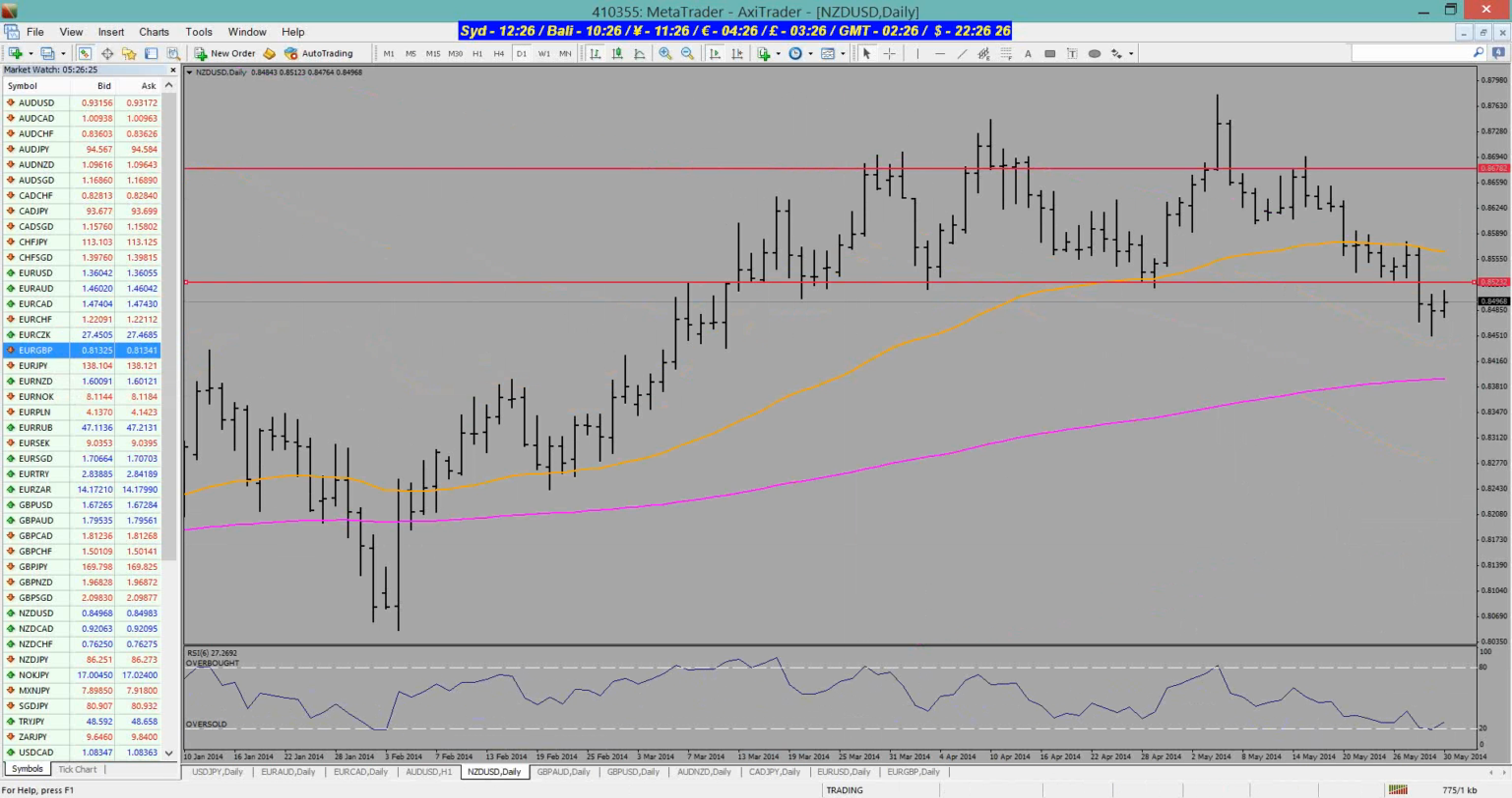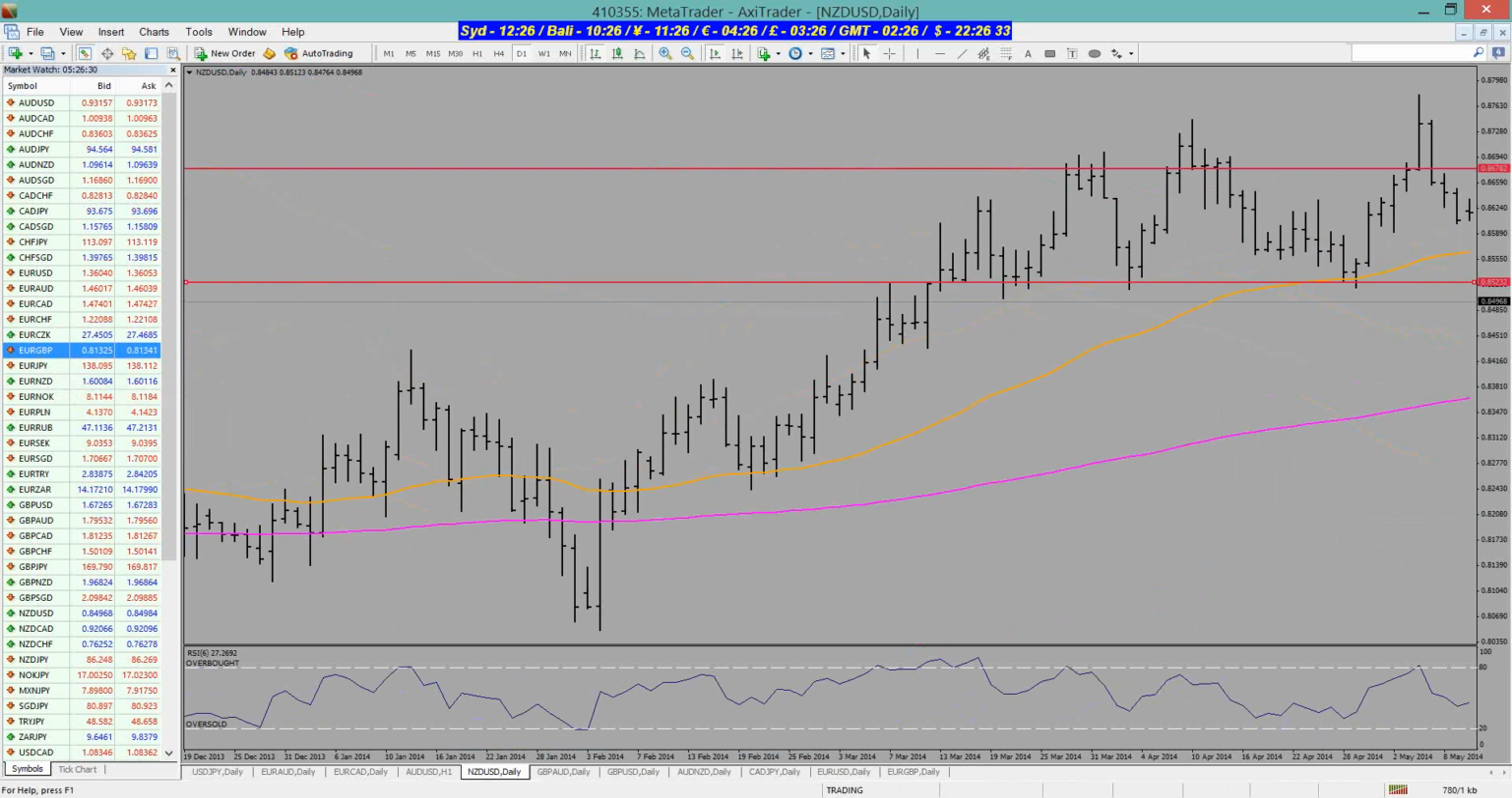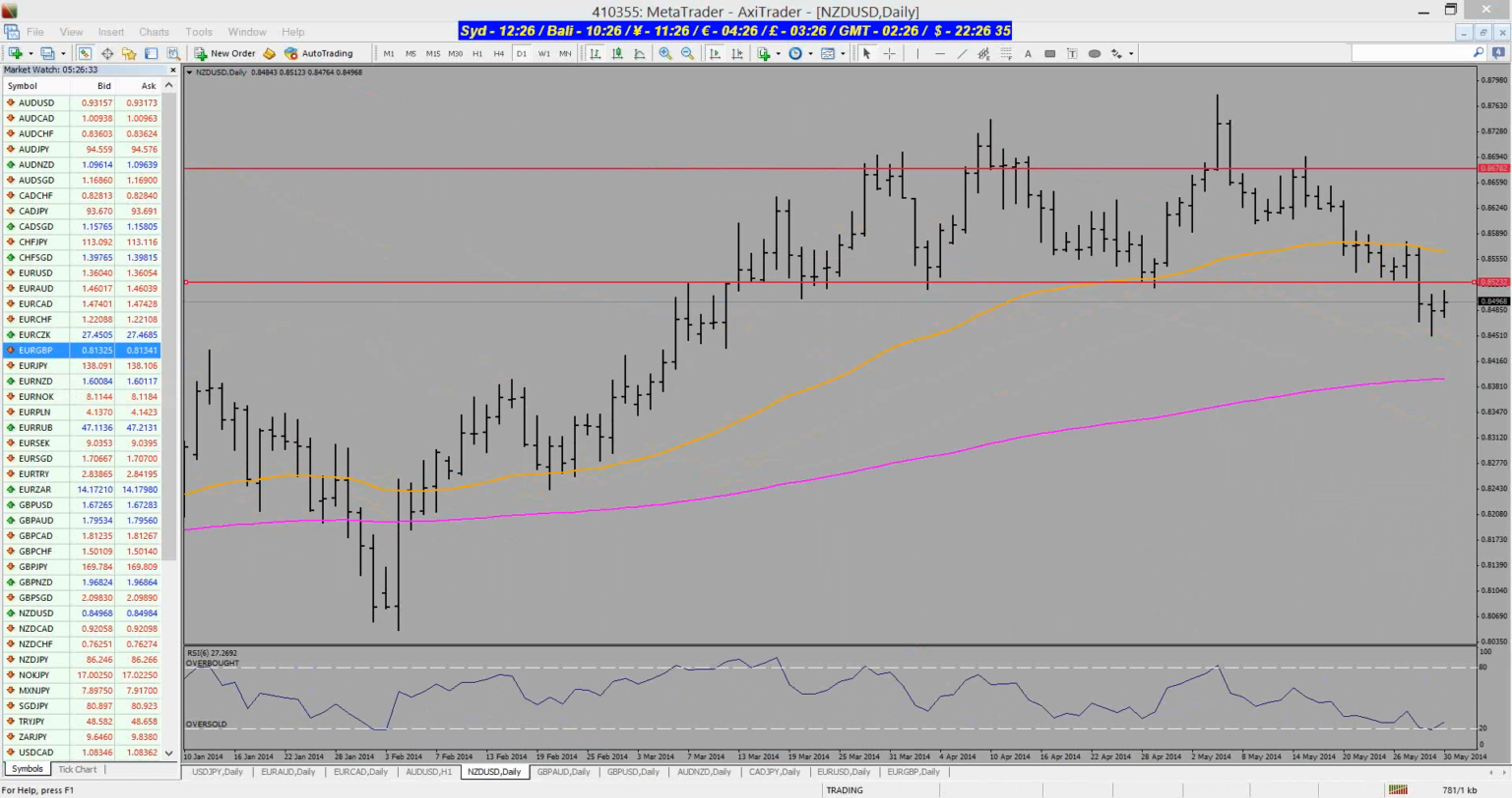Dollar Yen setting up short. CAD Yen setting up short for a range reversal. You're not going to take on the Bank of Japan. That's probably a good idea. Dollar Rand short, high test. We've looked at the Dollar Rand. Euro CAD long, trend reversal.